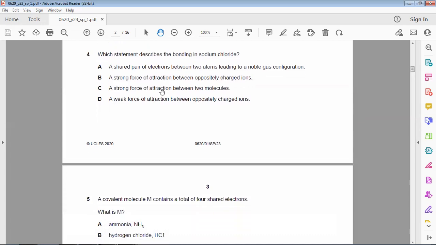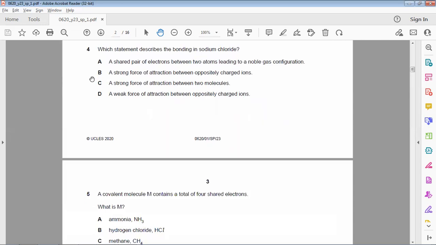Which statement describes the bonding in sodium chloride? Sodium is a metal and chlorine is a non-metal. So we know that the bonding between a metal and a non-metal is ionic. And ionic bonding is the attraction between positive and negative ions. So that is clearly B, a strong force of attraction between oppositely charged ions. All right, so for question 4, the answer is B. Let's move on.